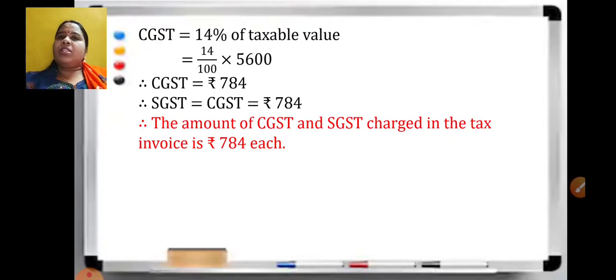This is what was asked in the question. As the CGST amount and SGST amount are equal, you can directly write SGST is equal to CGST, that is 784. So the final answer: the amount of CGST and SGST charged in the tax invoice is rupees 784 each. CGST is 784, SGST is 784.